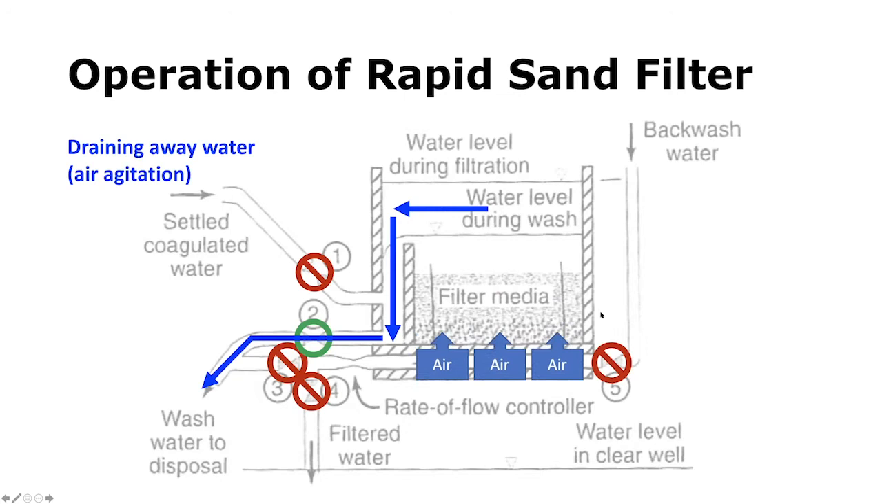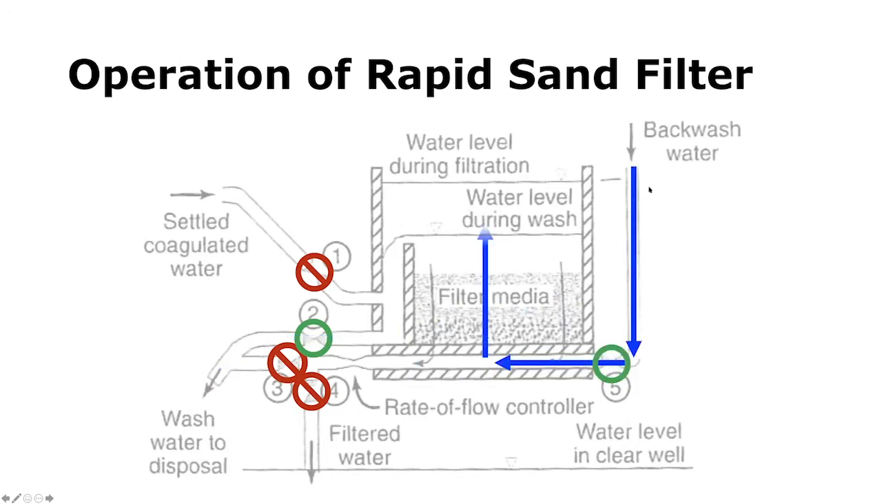After this step, we would typically sparge the media with air to try to dislodge some of the accumulated material that is built up over time. And then we would perform backwashing. So the air sparging would dislodge some of that material, and then the backwash water would be provided to the filter by opening up valve 5. We would close valves 1, 3, and 4, and we would keep valve 2 open.